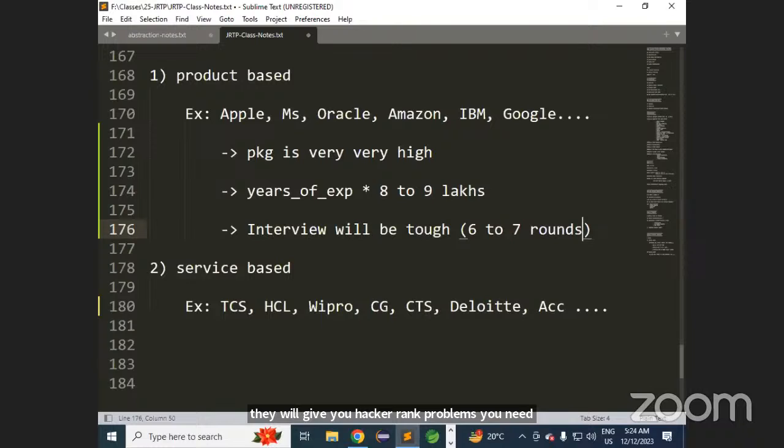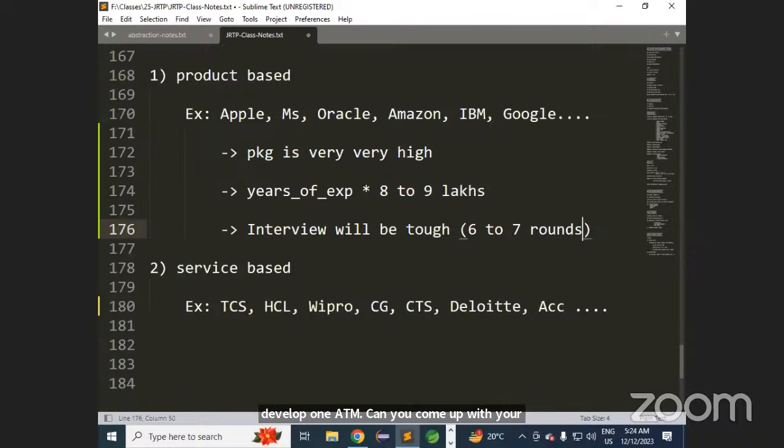They will give LeetCode problems. You need to solve them. All the 6 rounds of the interview will be based on coding only. So no theoretical questions. They will take 1 hour of your interview, only 1 question. They will give the problem. You need to solve the problem. They will tell, I want to develop one ATM. Can you come up with your system design?